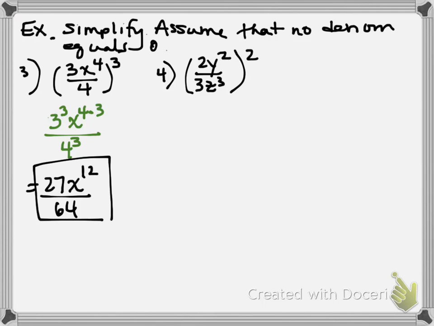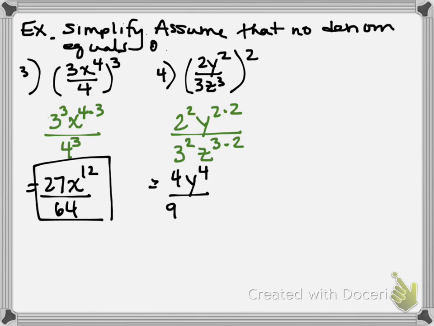Okay? All right, so again, brain step. I'm going to square the 2. I'm going to square the y squared, so multiply my exponents. I'm going to square my 3, and I'm going to square my z cubed. And then I just do out the math. So 2 squared is 4, 2 times 2 is 4, 3 squared is 9, and 3 times 2 is 6. So my answer is 4y to the 4th over 9z to the 6th, or 4y to the 4th divided by 9z to the 6th.